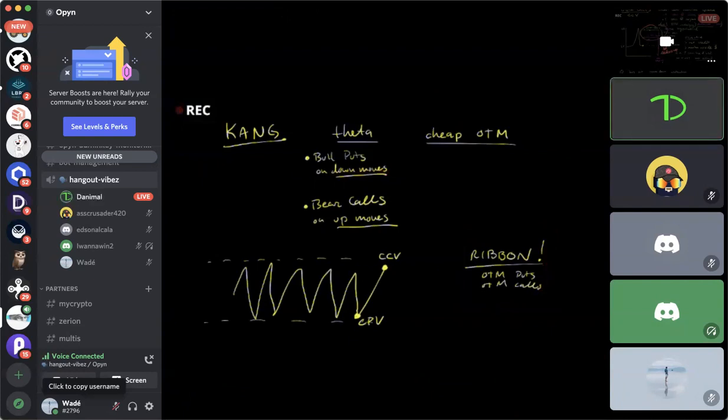Exactly. With options, the sky's the limit, it's your creativity, and there are so many ways to make money rather than just up or down. And you can think about sideways as well.